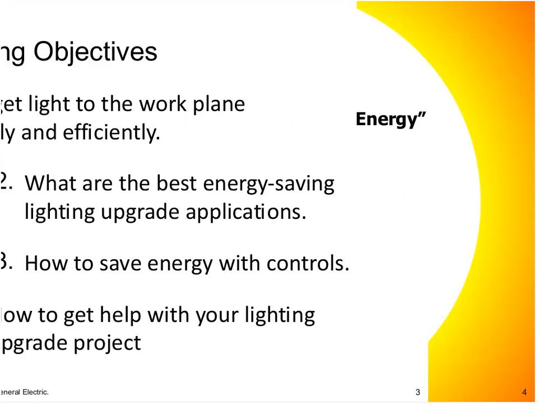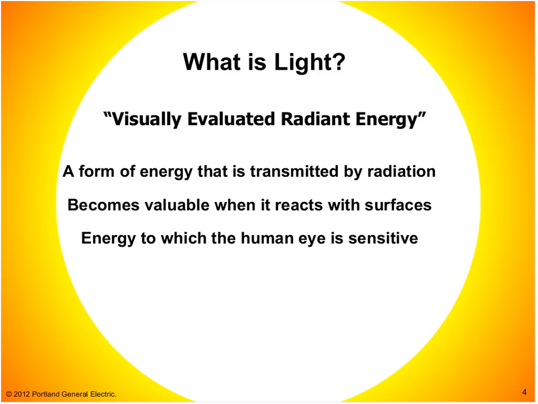Thank you. Let's begin by defining what light is. Essentially, light is radiant energy that we can see. And light is light whether it's from the sun, fire, or electric light sources. But there are many variables about light, and we'll discuss a few of those today.